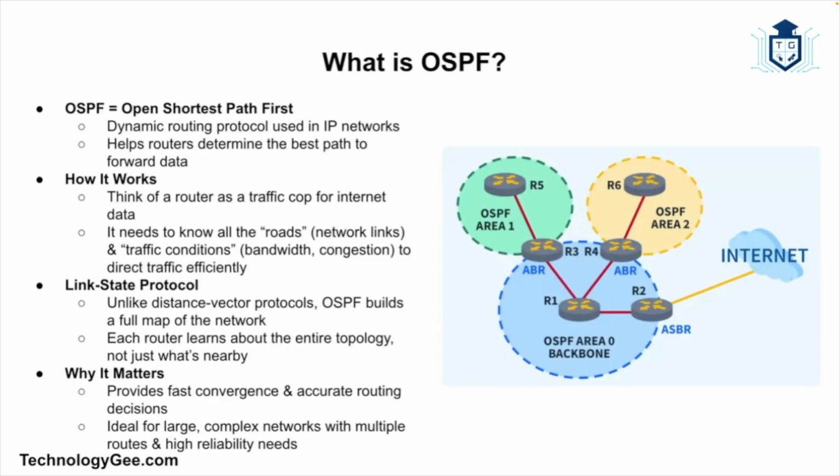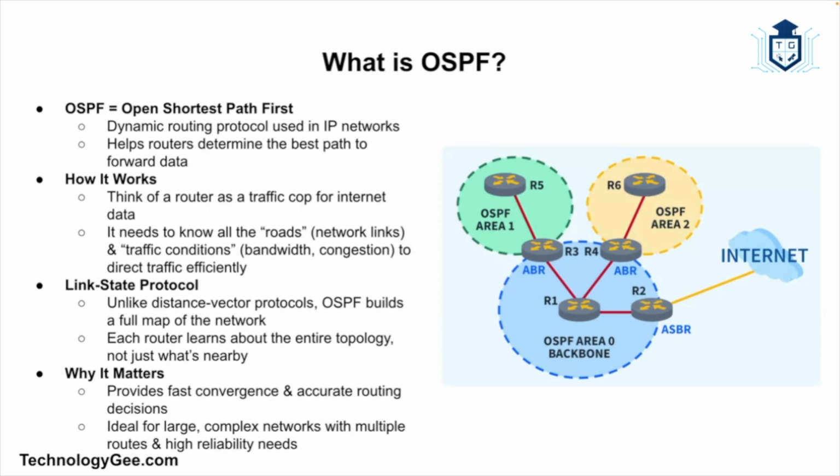All right, so let's start simple. OSPF is a routing protocol. Its job is to help routers decide the best path to send data across a network. So think of a router like a traffic cop for the internet. It's constantly making decisions about where to send packets of data so they reach their destination as efficiently as possible. But to do that, it needs a solid understanding of the quote-unquote roads, or network links, and traffic conditions, or link speeds and congestion. And that's where OSPF comes in.